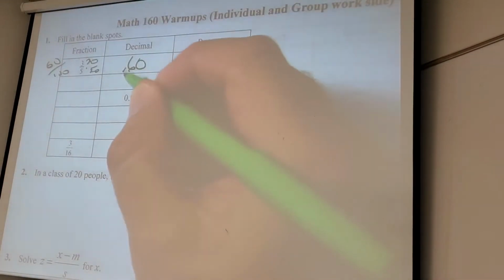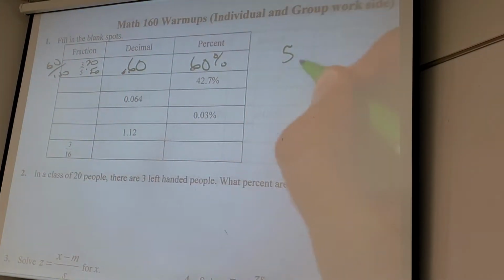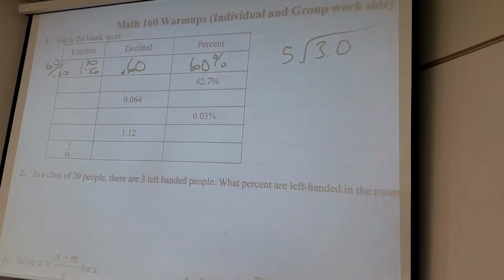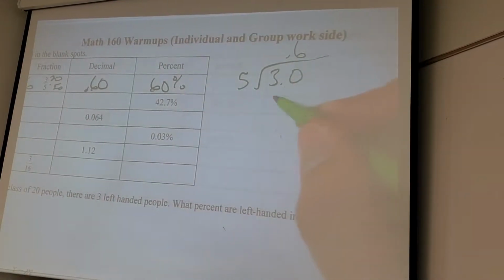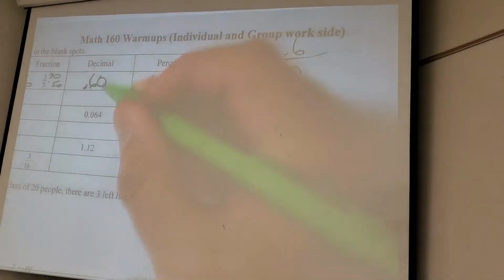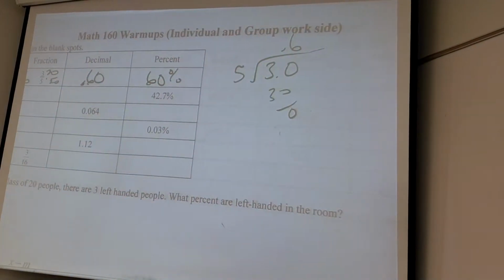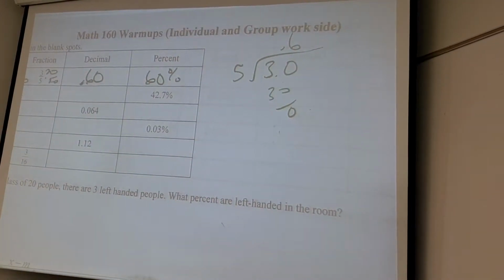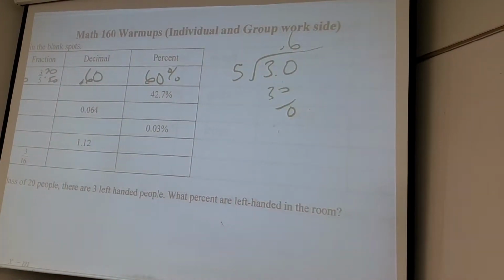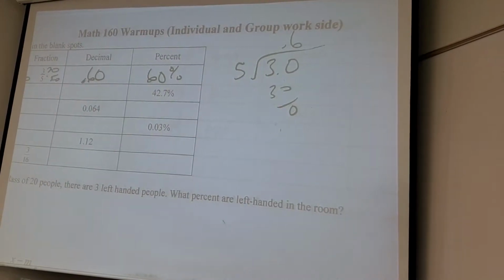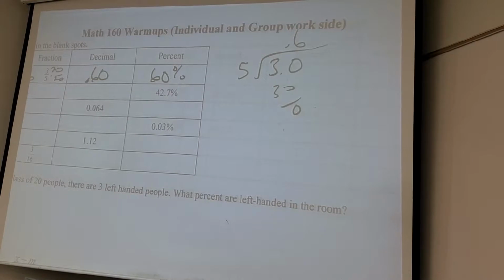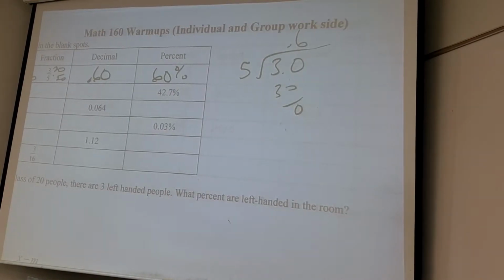Now, the other way to do this is to go 5 into 3. You got to put a 0.0 there, right? And go 6 times, and that's there. So 0.6. One thing about percentages and decimals: the percent number is always bigger than the decimal number. You can see that? 60 is bigger than 0.6. Do we agree with that?